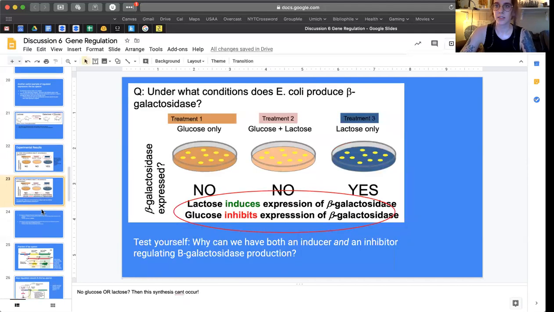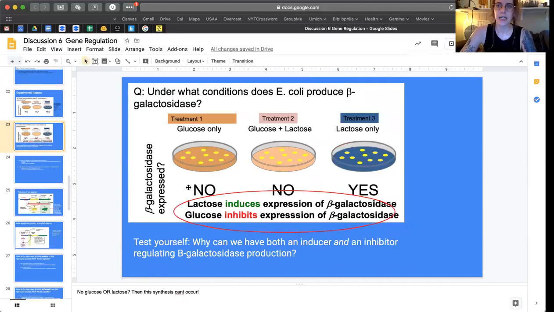So in other words, what that means is that here, lactose is acting as an inducer of the expression of beta-galactosidase. So we require lactose in order for this to be expressed. And glucose is simultaneously acting as an inhibitor of the expression of beta-galactosidase. So presence of glucose is going to prevent the reaction, whereas lactose is necessarily required for the reaction to occur.